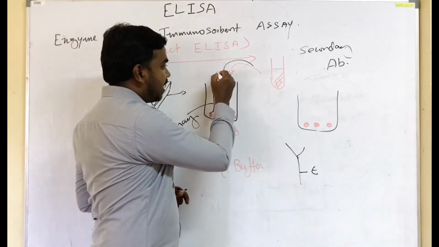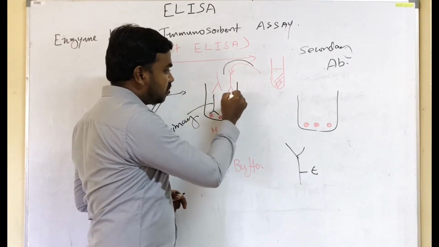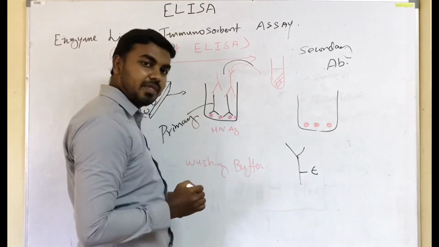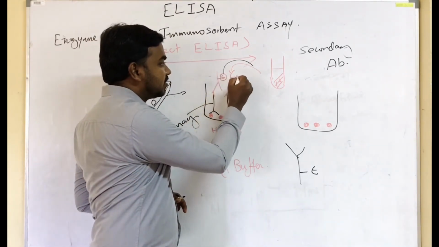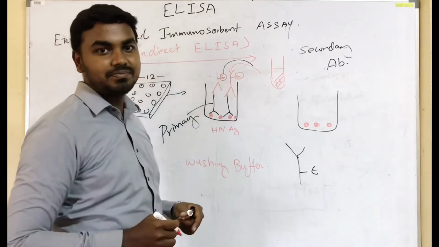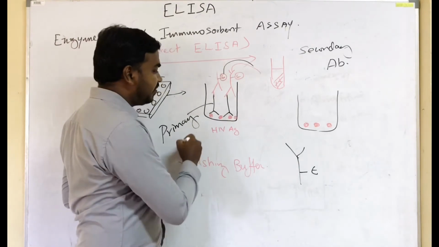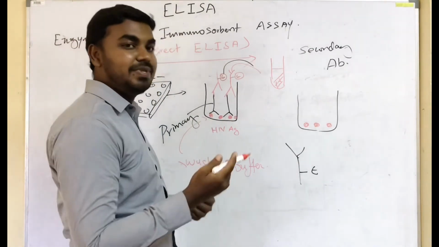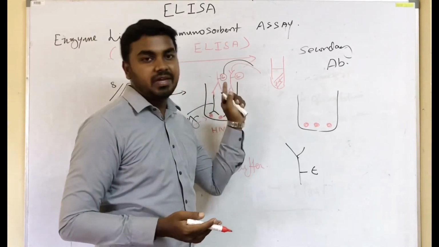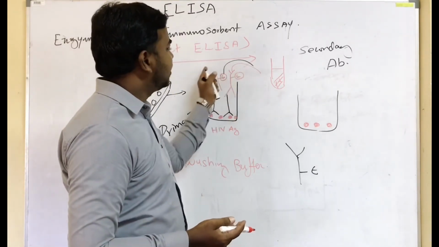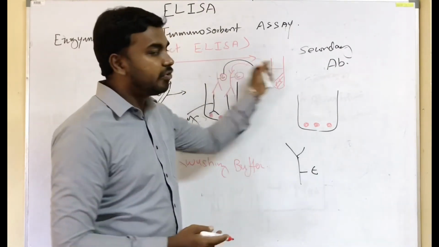Okay? So I add secondary antibodies. These secondary antibodies will attach with the primary antibodies. This secondary antibody has what? Enzyme. Again, by using the washing buffer, again we will wash to eliminate or to discard unbound reaction. So there will be enough secondary antibodies floated there. So we want to remove those.